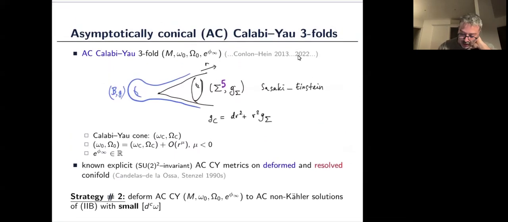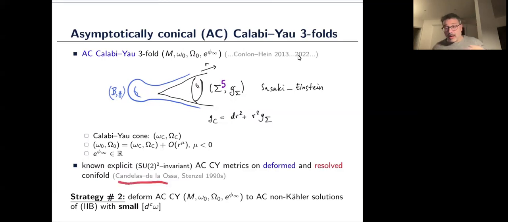As I said, there are tons of these asymptotically conical Calabi-Yau manifolds. In particular, the deformed and the resolved conifolds are well known to admit asymptotically conical Calabi-Yau metrics, due to Candelas and de la Ossa and Stansel in the early 90s. These metrics are explicit because they enjoy SU2 times SU2 symmetry.